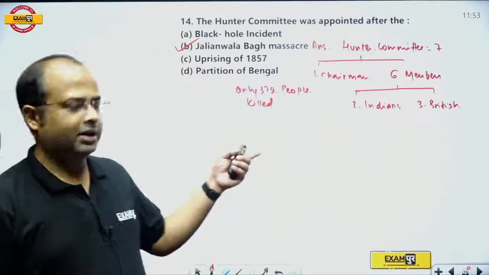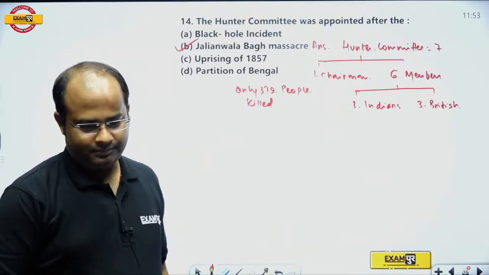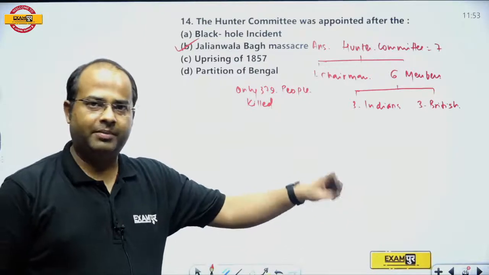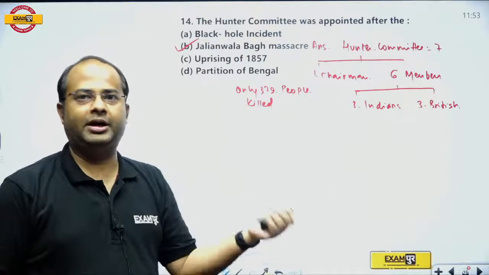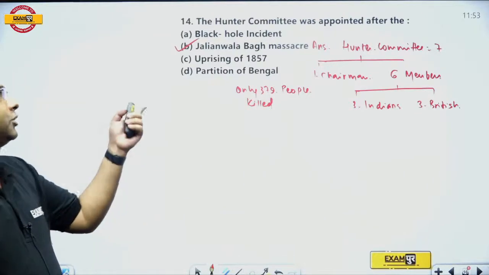So that was the Hunter Committee, total 7 members. One was chairman William Hunter, 6 were the members. Out of these 6 members, 3 were Indians, 3 were British. So the correct answer will be, guys, option C.